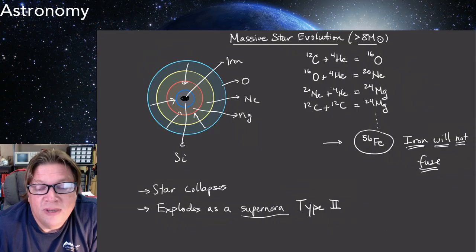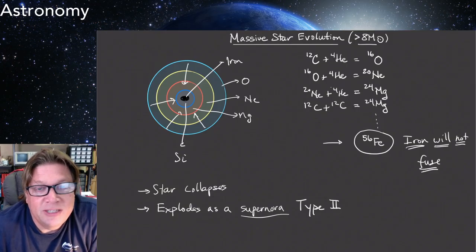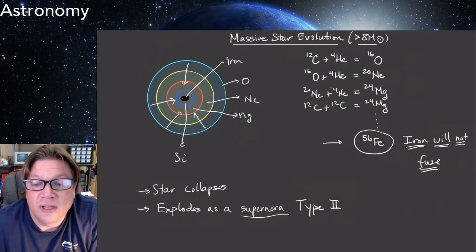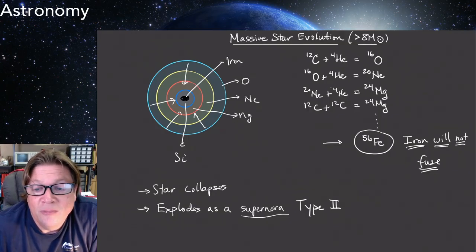Type 2s, we have seen them. Supernova 1987 that went off, that we'll talk about next time. That was a type 2. That was one single massive star that collapsed and exploded. And have we ever seen this happen live?